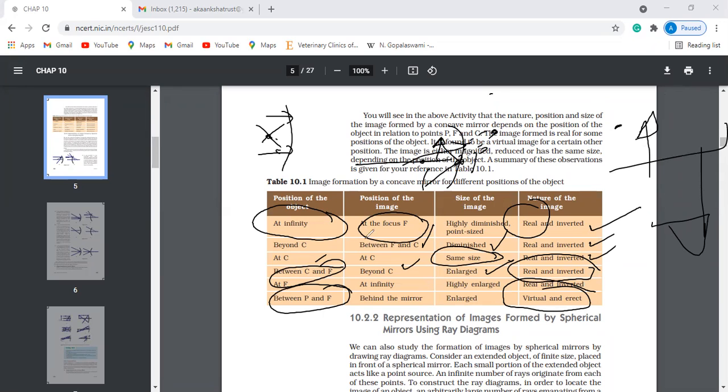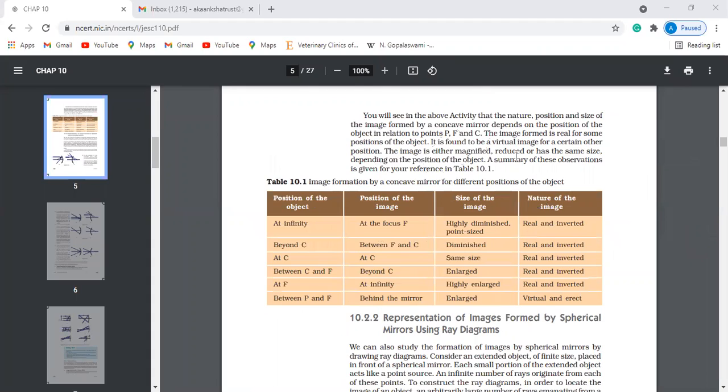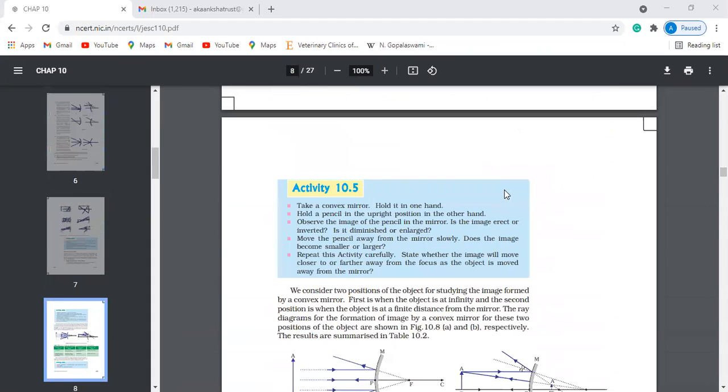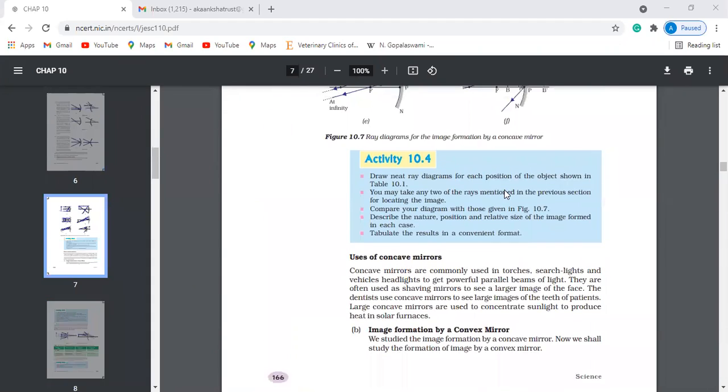Okay, so these are the points that you should remember, because in the problems they ask you, what is the size of the image, whether it's real or virtual. I will tell you how to identify this. Okay, great. Let's move on to the next section. So I'll leave this for you to read. You people have to read.